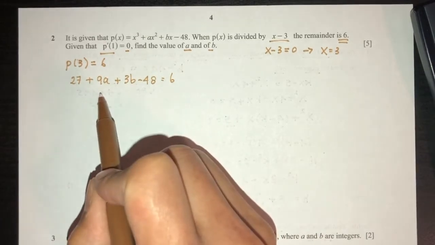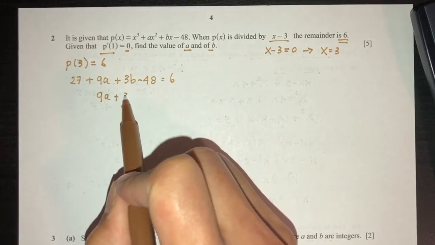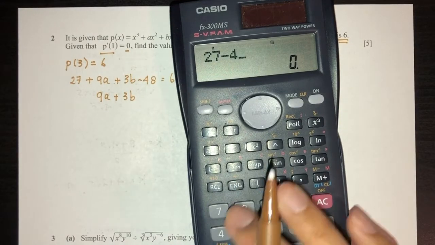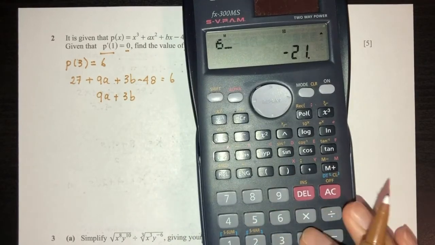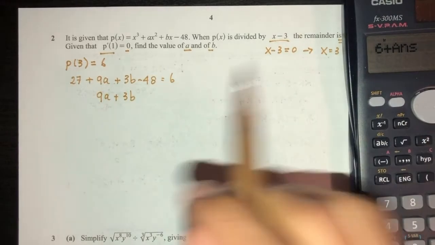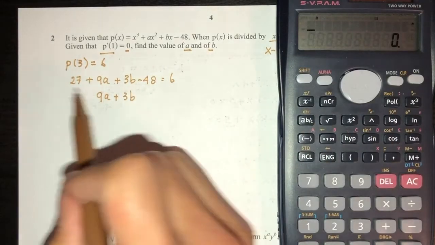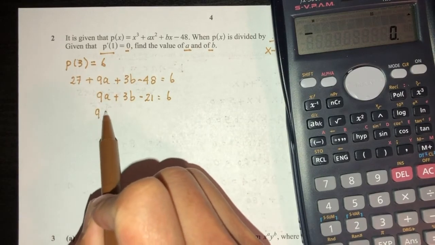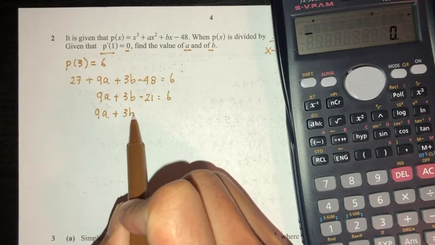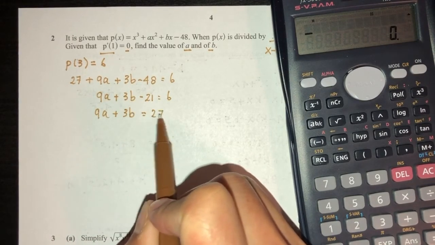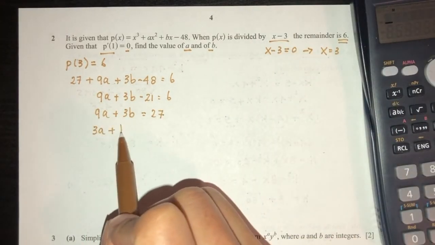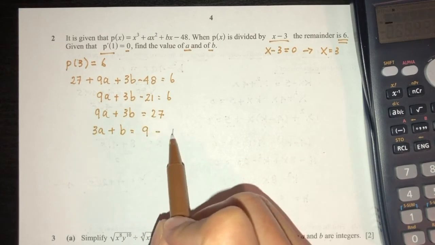Now we can simplify. 9a plus 3b is what? 6 plus 48 minus 27, sorry. So that will be 27. Now divide by 3 everywhere, you will have 3a plus b is 9. That is number 1.